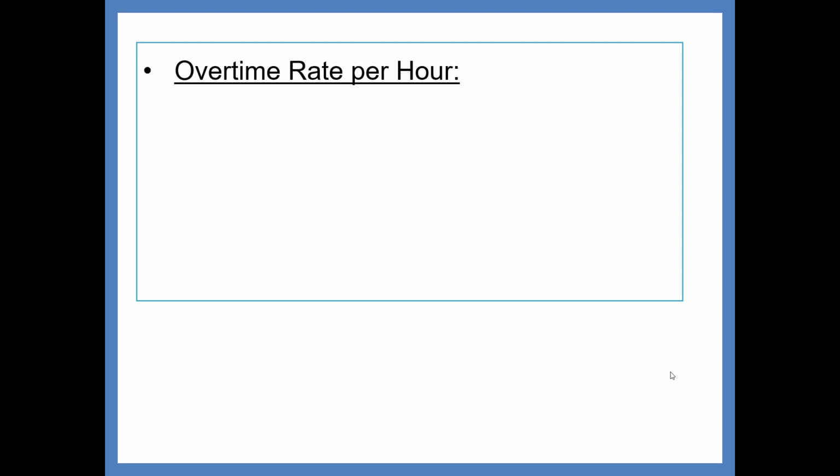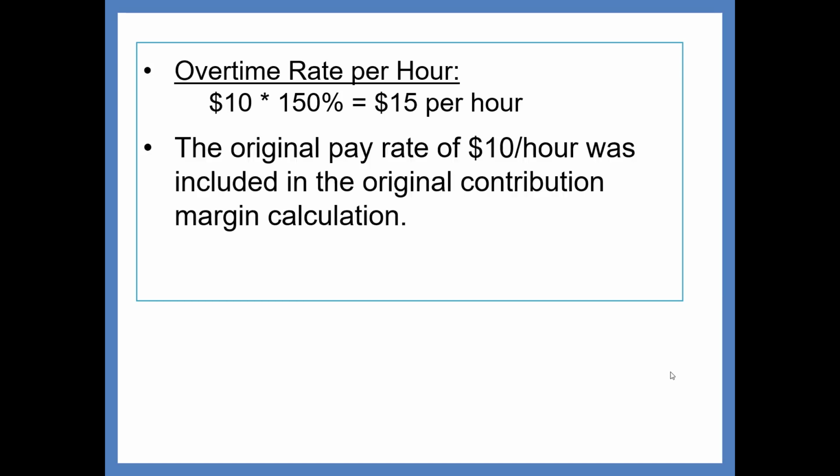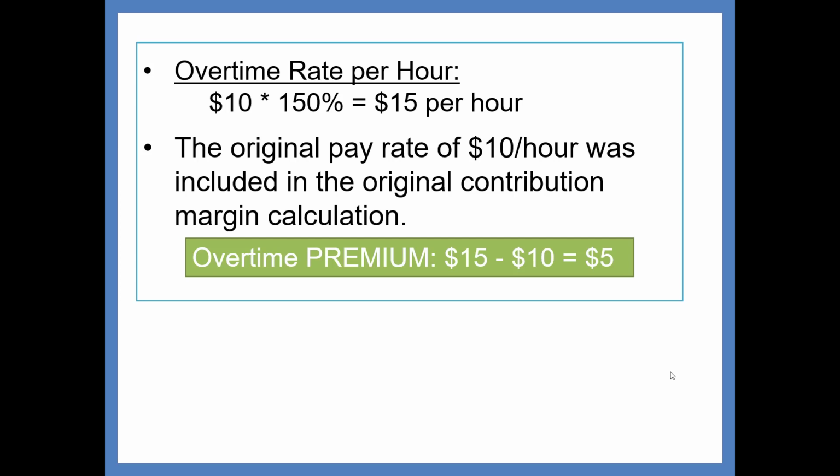We need to calculate the overtime rate, and we were told that it's 150% of the regular pay rate, so that's $15 per hour. The original pay rate was $10 per hour, but realize that that was already considered in the contribution margin calculation. When they computed that the variable cost of production was a given amount, it included an amount for direct labor. So the premium is just the $5 extra that you're paying to this employee.